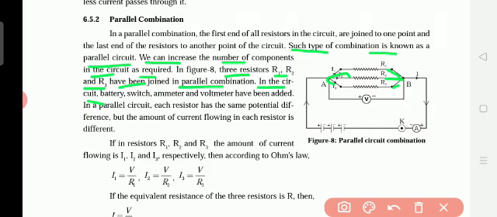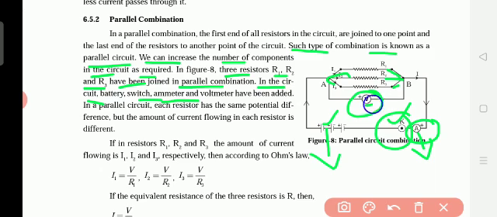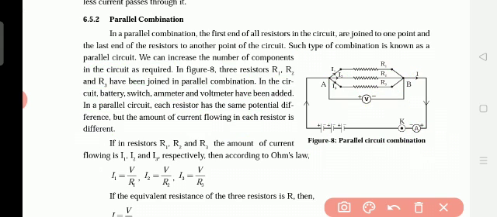In the circuit, this is the battery, this is the switch K, A is the ammeter, and V is the voltmeter. They have been added in a parallel circuit. Each resistor has the same potential difference, but the amount of current flowing in each resistor is different. The voltmeter is only one, connected for everything.